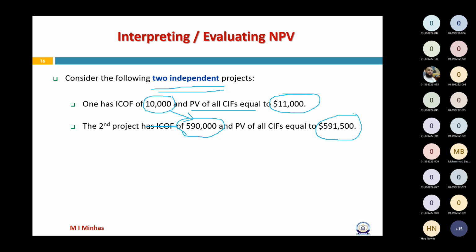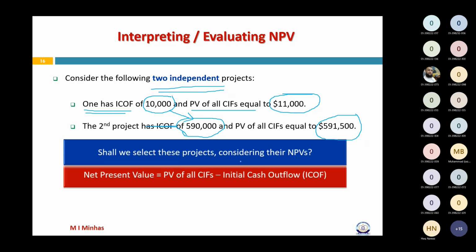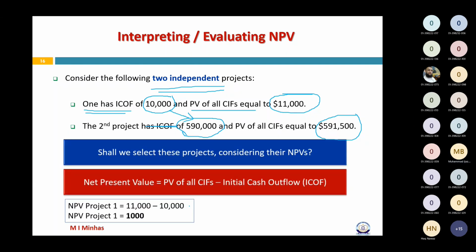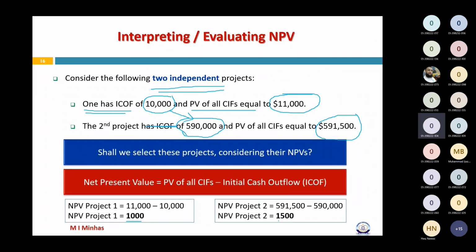So now, which project is giving you more? If I calculate the NPV of the first project, it would be what? 1,000? Yes, sir. And what about the NPV of the second project? It is 1,500.